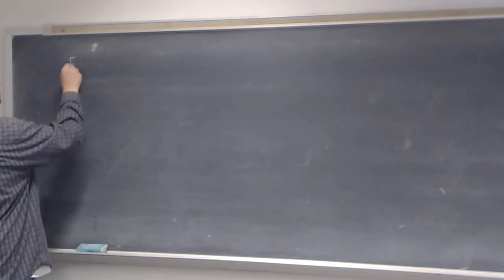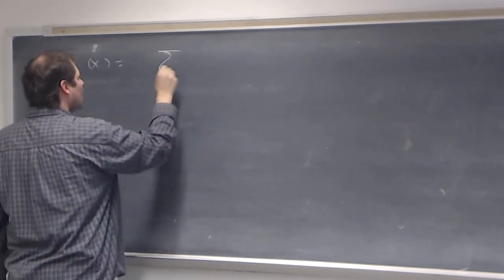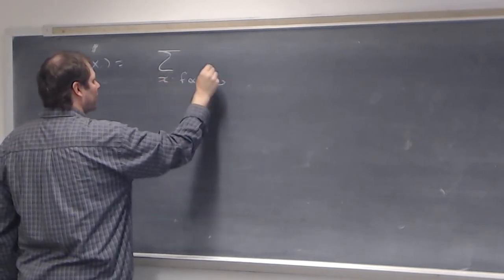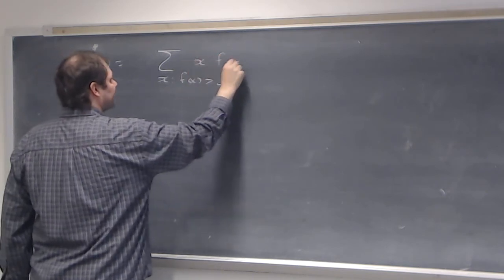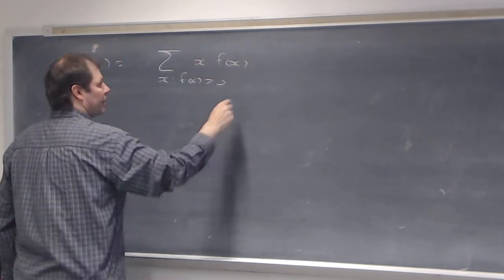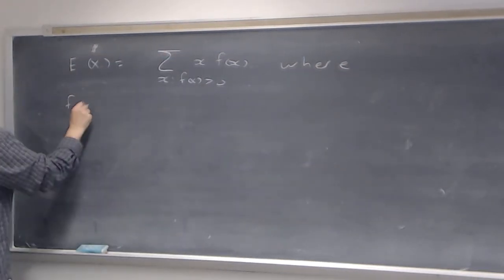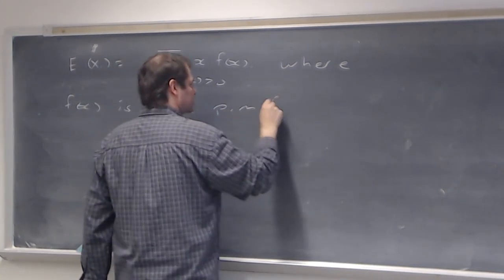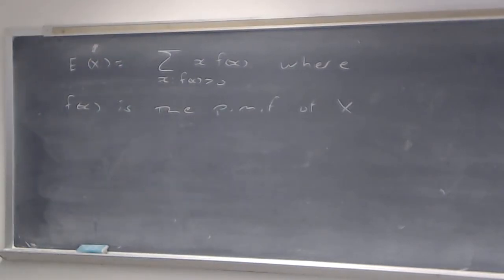The expected value of x is given by E of x equal to the sum over all x values such that f of x is greater than 0 of x times f of x, where f of x is the probability mass function of x. Let's look at an example.